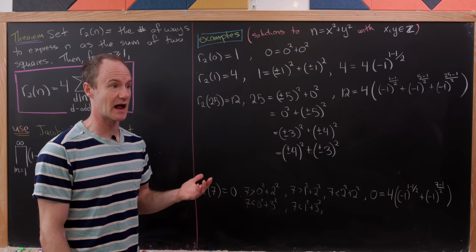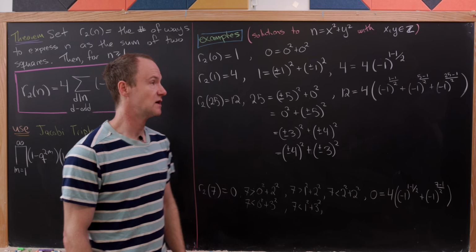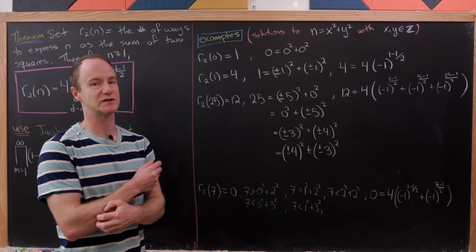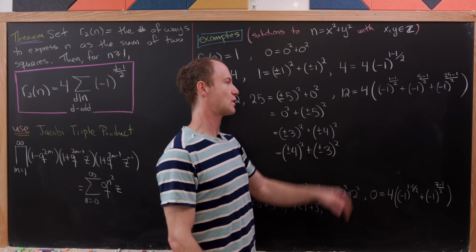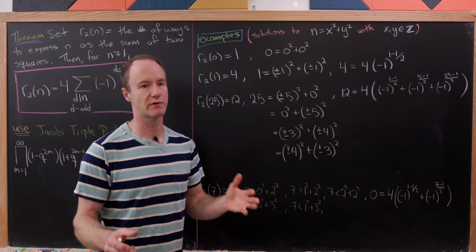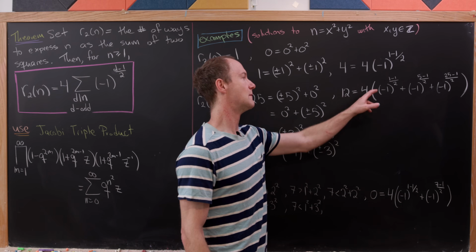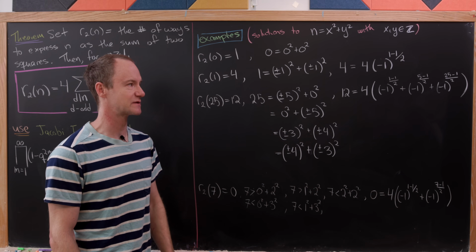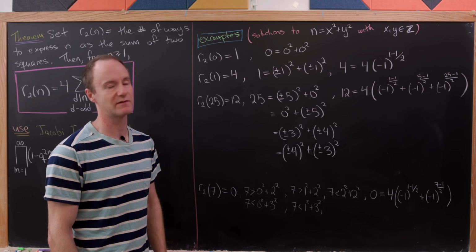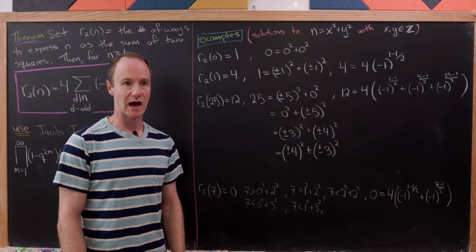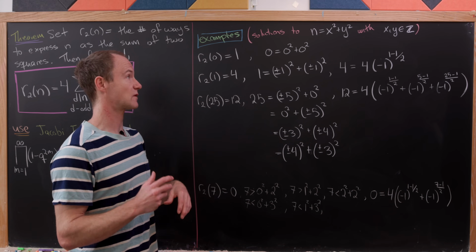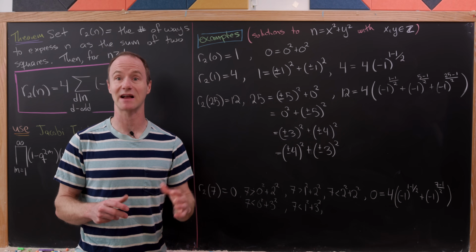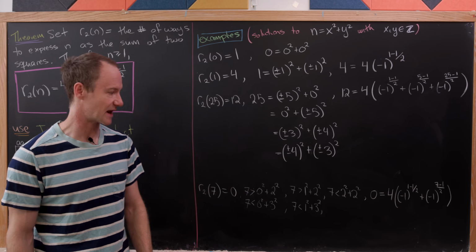But let's observe that our formula holds as well. The odd divisors of 25 are obviously going to be 1, 5, and 25. And let's observe that 12 is equal to 4 times 3, but we can write 3 as 1 plus 1 plus 1, or (-1)^((1-1)/2), (-1)^((5-1)/2), and (-1)^((25-1)/2). Now, it's not always possible to write an integer as a sum of squares. I have an old video on exactly when this is possible if you want to check that out.